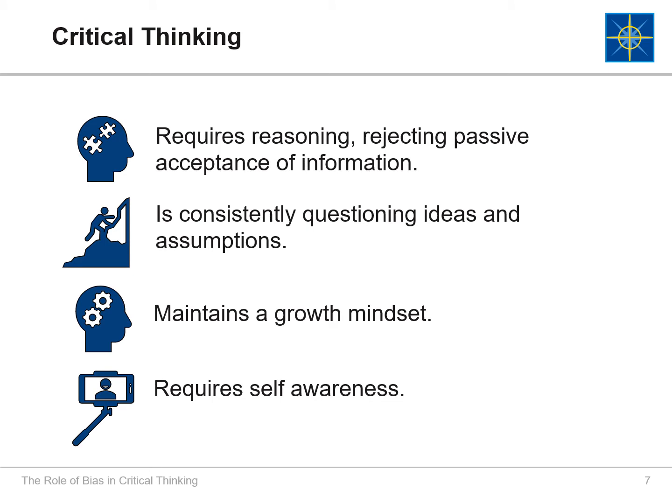The 4 key elements of critical thinking are: first, it is an active process that requires reasoning, rejecting passive acceptance of information. When presented with a new idea or process, a critical thinker needs to actively reason with it to make sure that it works or makes sense. Second, it is consistently challenging or questioning ideas and assumptions. It is testing and looking to understand how everything fits into the whole picture.